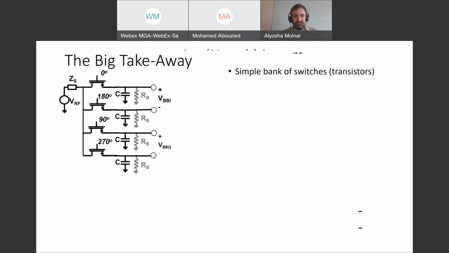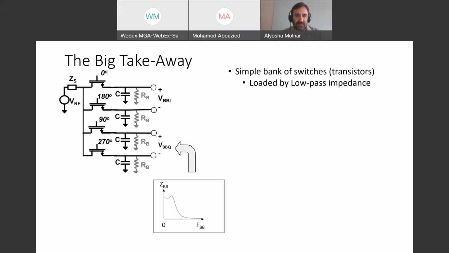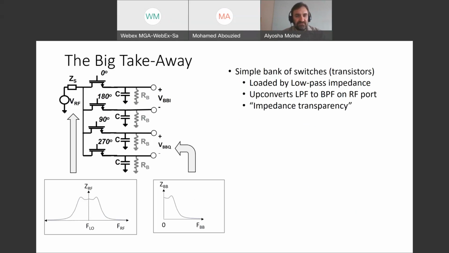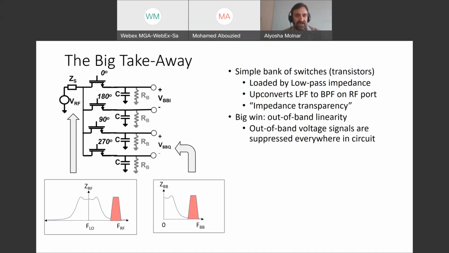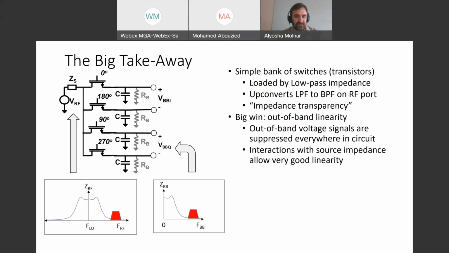Now, the big takeaway of why people have become so excited about these relatively simple circuits: it's just a bank of switches, or transistors, loaded by a low-pass impedance typically. Loading this with a low-pass impedance of course gives you low-pass filtering on the output. But the interesting property of these circuits, when done right, is that they also upconvert that low-pass filtering to a bandpass filter centered on your local oscillator. This is due to a property that we often call impedance transparency. This means that if I have an out-of-band voltage signal coming in, it gets suppressed by the low-pass filter at the baseband side, but now it also gets suppressed on the RF side. Therefore, the whole circuit is protected from the large amplitude signal and has much better linearity.